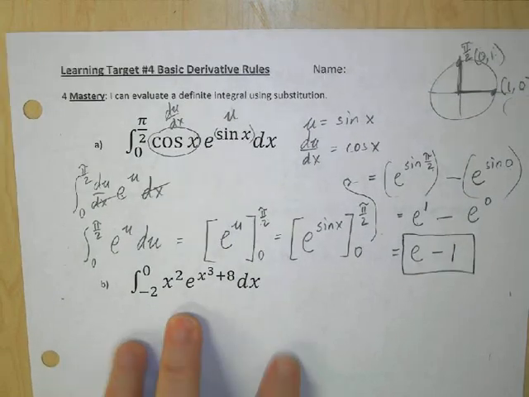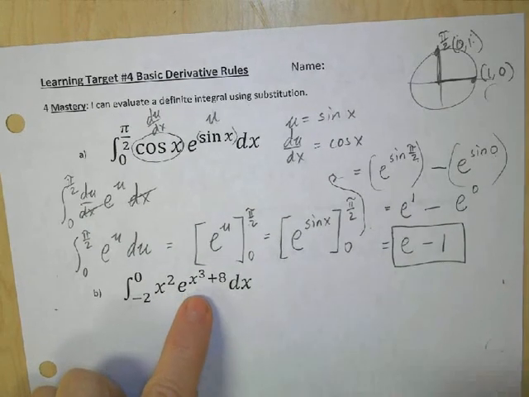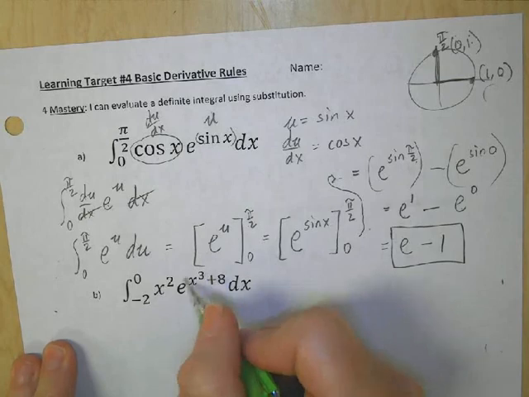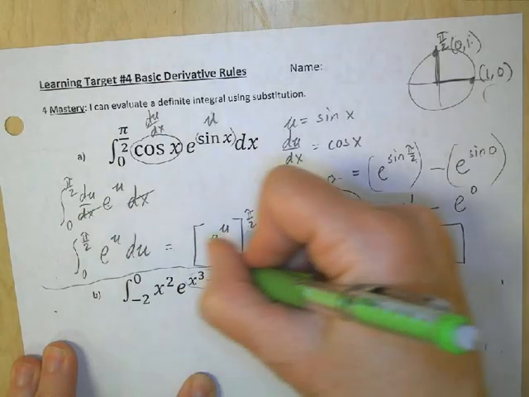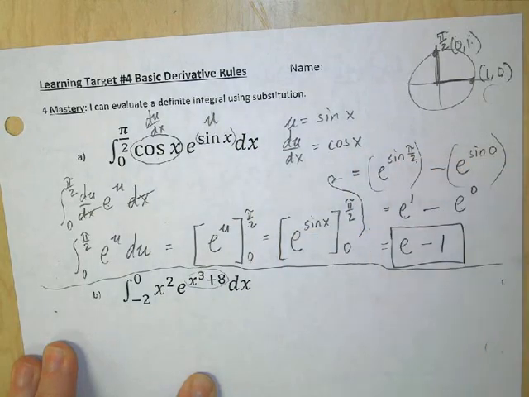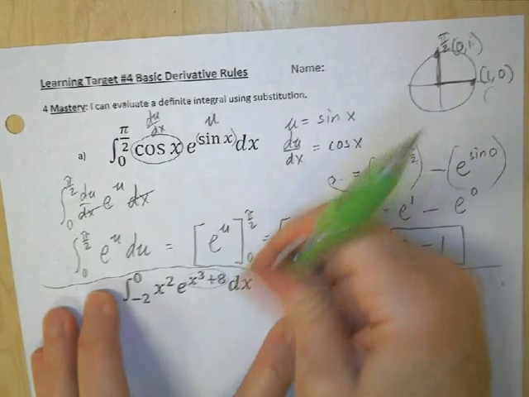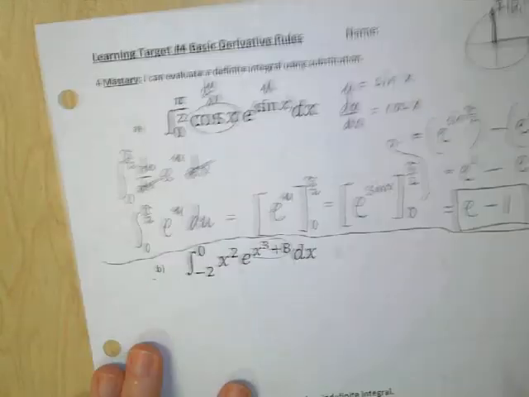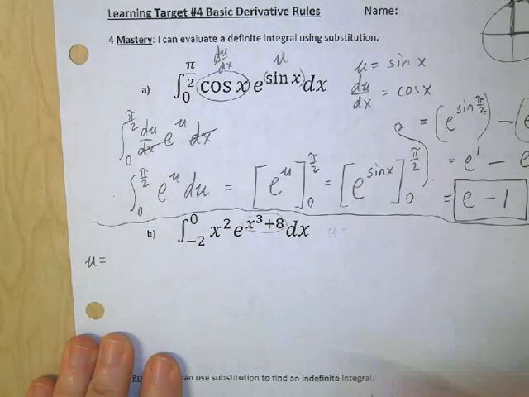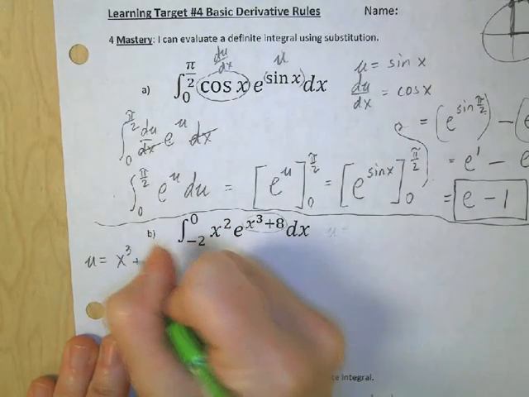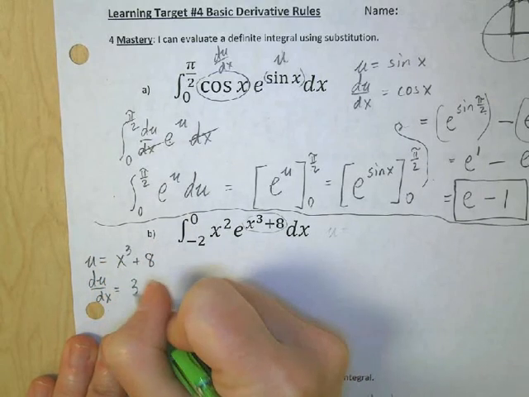Okay, next one, really similar problem because I've got that e to an exponent that's crazy hard. Okay, so this is going to be my u right here. So let me draw a line so we don't get confused. So my u is going to be equal to, actually maybe I'll put it over here. Let's use my space a little bit better. I'm not very good at using my space. All right, so I have u is equal to x cubed plus 8. So my du dx is equal to 3x squared.